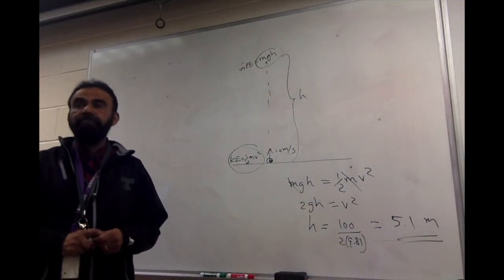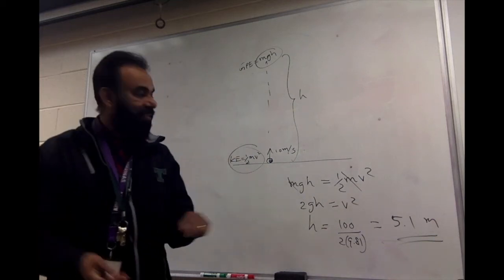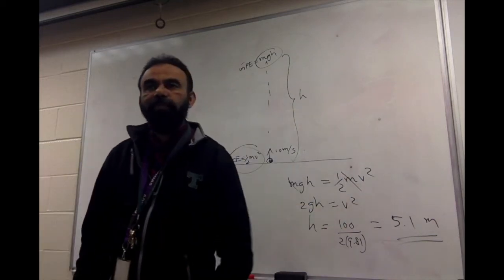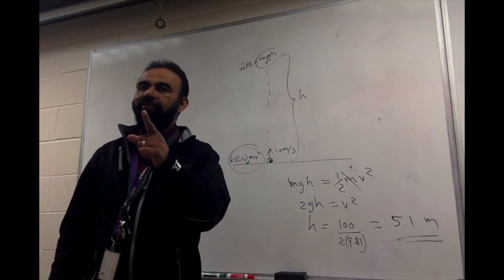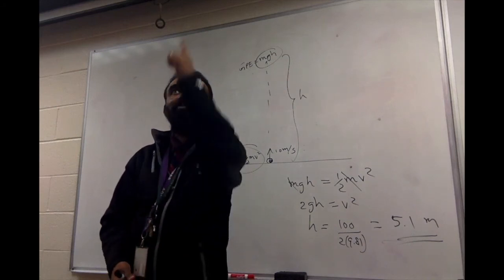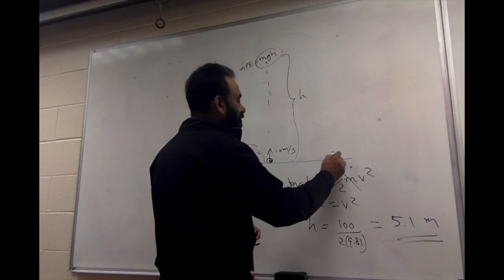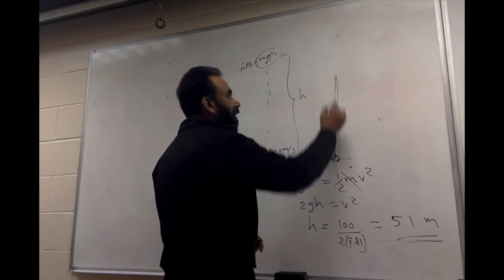Now, let's go to reality. The reality is, this marker won't go to 5.1 meters, because of air resistance. Now I'm telling you, this is the reality: I throw it at 10 meters per second, it goes to a height of 3 meters before returning. In reality, it only goes that high and then comes back.